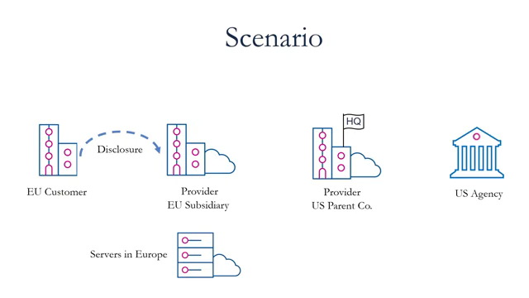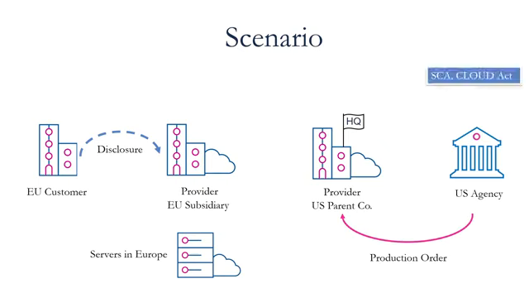Then what we have is a US government agency that wants to obtain access to that European customer data. So what they do is they issue a production order to the provider's US parent company, right? And they can do so either under the Stored Communications Act, as amended by the US Cloud Act for law enforcement purposes, or under FISA Section 702 for the purposes of obtaining foreign intelligence. Now, under both of those legal frameworks, it doesn't matter that the data are physically stored in Europe, because US production orders under the SCA and under FISA can have extraterritorial effect. That is, they can target data stored outside of the US.